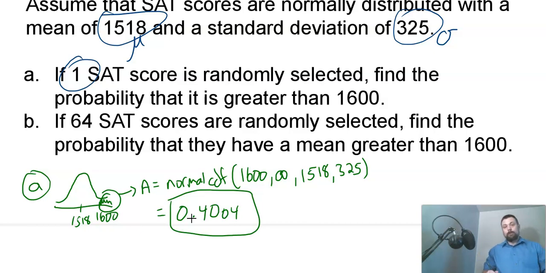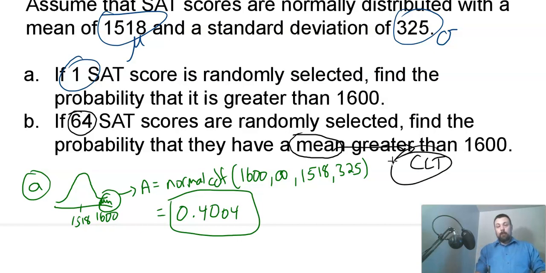Now, part B is asking the probability that if we have 64 people that took the SAT that we've randomly selected, what's the probability that their mean SAT score is greater than 1600? So not only is one difference that's easy to spot individual versus group, right? But also, if it's asking for the probability of a mean, you have to use the central limit theorem to calculate that probability. Because now we're not looking at the original data set anymore. We're looking at the data set of means.